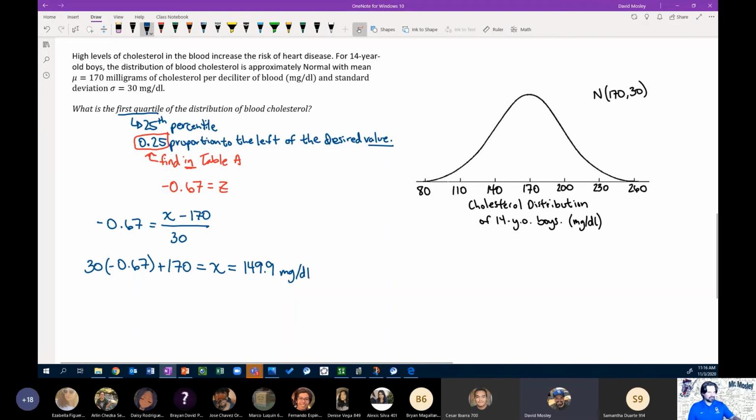And that number gets the units from the original problem because that's what we just found. So the 25th percentile, the first quartile, Q1, for the distribution of blood cholesterol is 149.9 milligrams per deciliter. It's essentially what we found was the value of Q1.